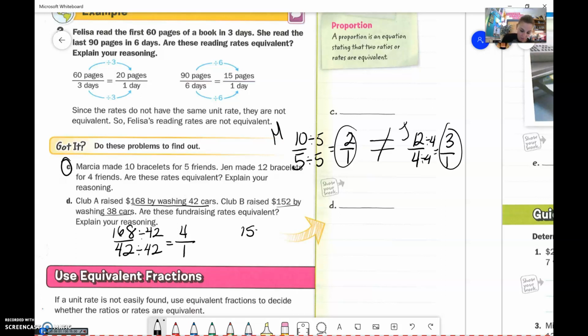The next one is 152 and 38. I know that I can divide each of these by 38 because I'm trying to get a unit rate of 1. And when I divide that by 38, I get 4. So when I look at those, they're going to make $4 per 1 car. So are they equivalent? Yes. Those two fundraisers are equivalent. So it doesn't matter whether you're for Club A or Club B.